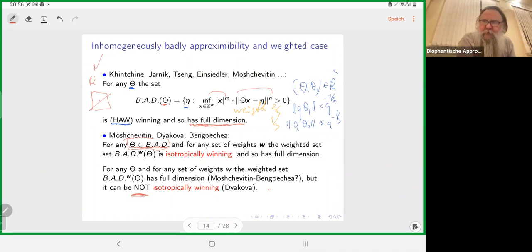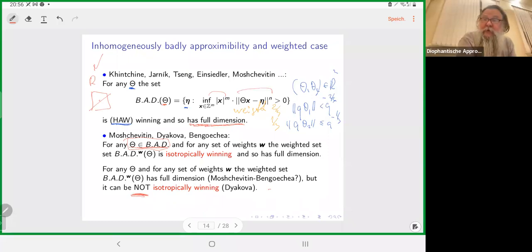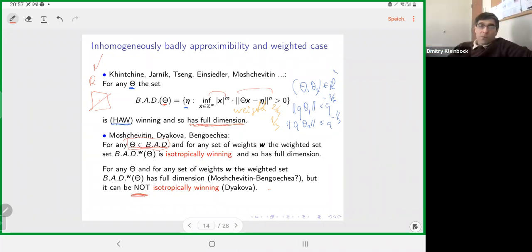So if we have absolutely winning properties, then we have isotropically winning property. Yes, but if it is not isotropic, it is not surprising, because absolutely winning property is, roughly speaking, a property of a one-dimensional set. But do you know that this set with equal weights, do you know that the set is not absolutely winning?